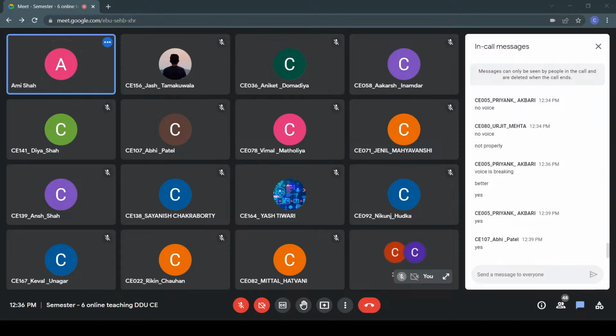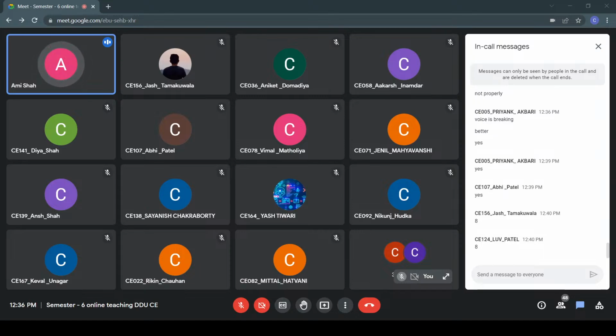Please write down in the chat window, 7 or 8. How many labs are finished? 8. Okay, so now you have to upload all these 8 labs in that assignment in the classroom. All the labs that you have to upload, everyone. So up to lab 8 you have to upload in the classroom.